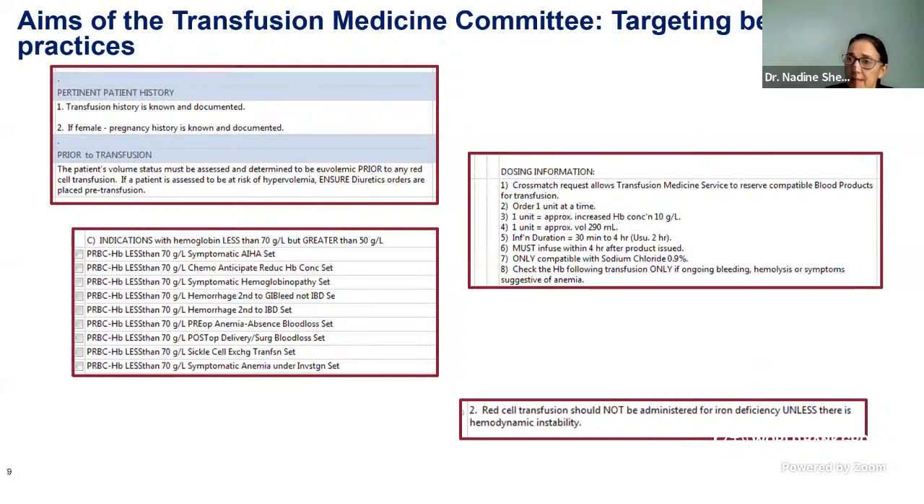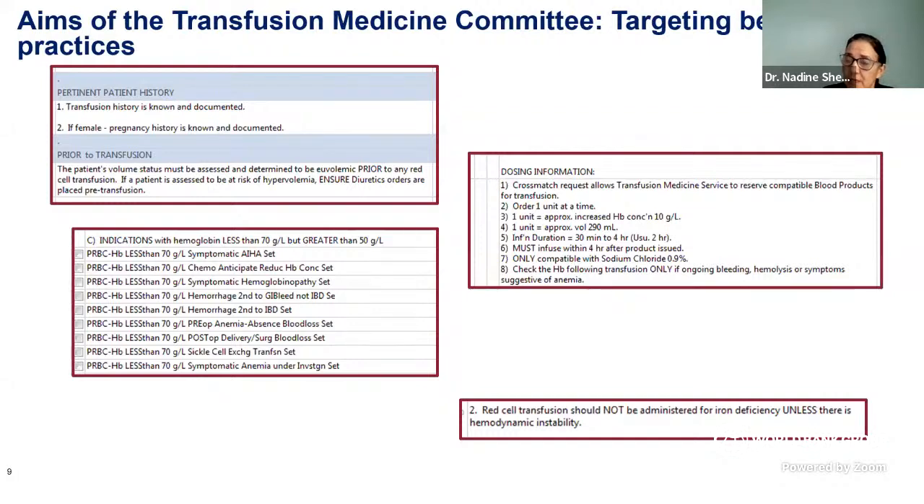So for instance, this is from our hospital. When it comes to transfusion, the physician is asked, is the transfusion history known and documented? Has the individual received a previous transfusion? If it's a female, is there a previous pregnancy history? Do you know what the individual's volume status is? So this patient that I had described was 75 years old. The likelihood that she could actually tolerate large volume was low. So in that situation, are diuretics ordered, or are you planning to order them?